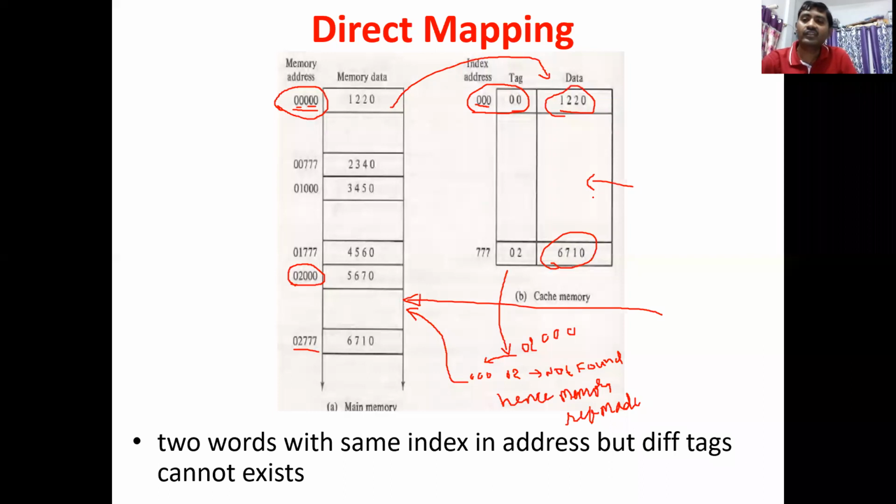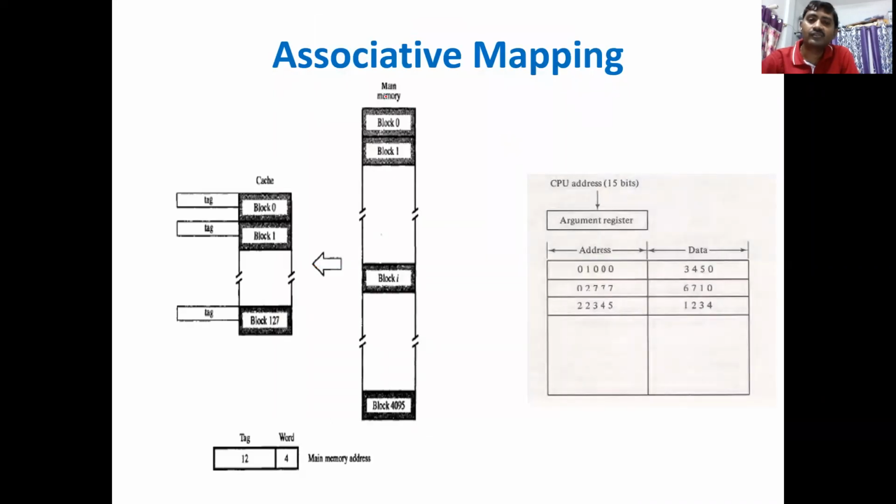So for that, we have an alternate way, that is what we call set associative. That is the third method that we'll be discussing, in which this is eliminated. First, the associative memory is very simple. There will be an argument register of 15 bits, right? So here, instead of the tag, everything will be viewed in terms of address. That will be stored as the address here, and the data will be stored here. So 02777 is associated with 6710. Directly it will be placed. This is what an associative memory is.